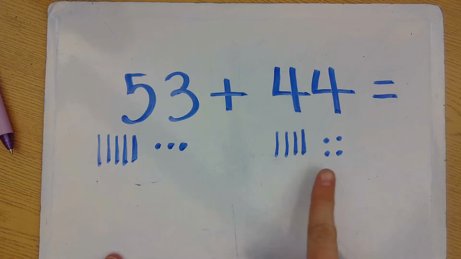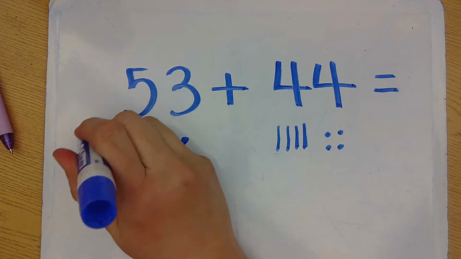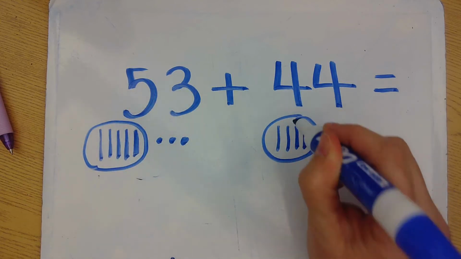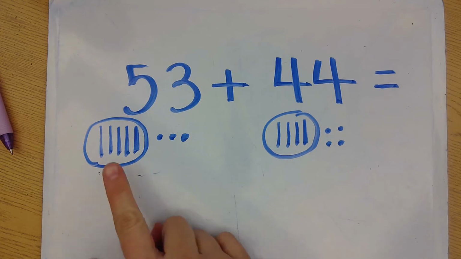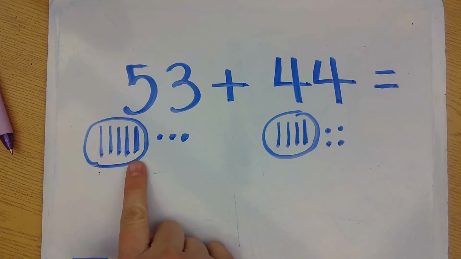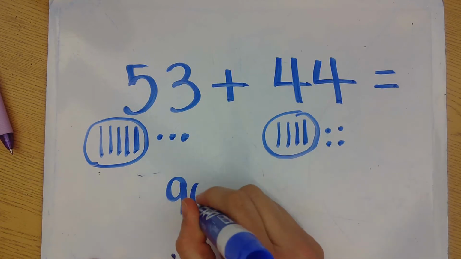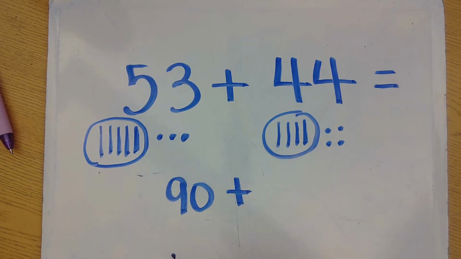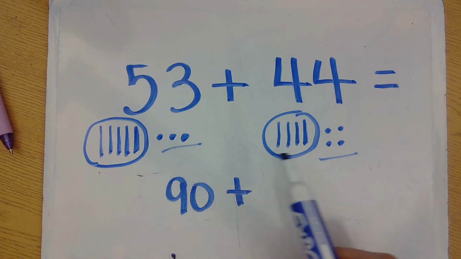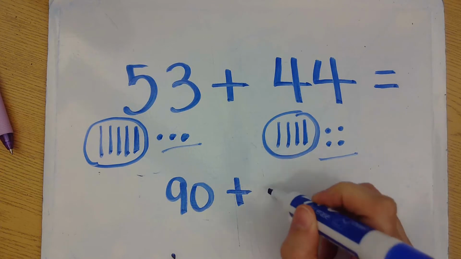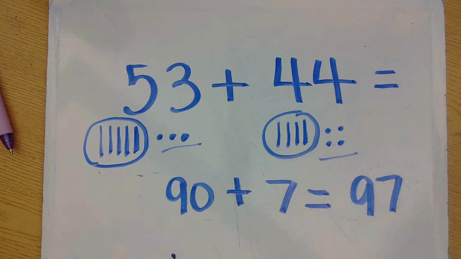So 53 plus 44. We gather our longs first, and we come up with a number for that. 10, 20, 30, 40, 50, 60, 70, 80, 90. So this would be 90 plus, then we gather the ones. 3, 4, 5, 6, 7. I know that 90 plus 7 is 97.